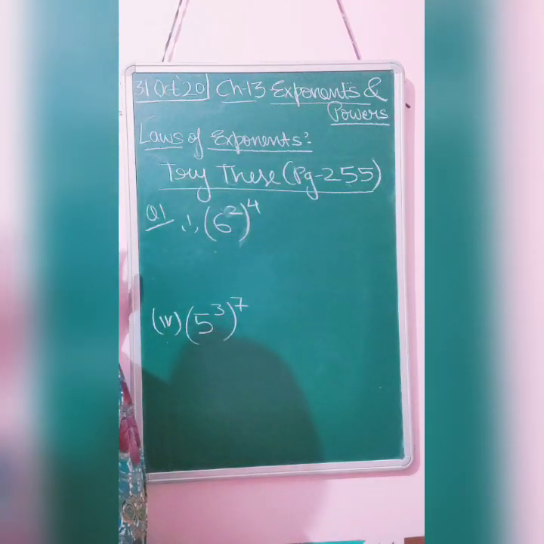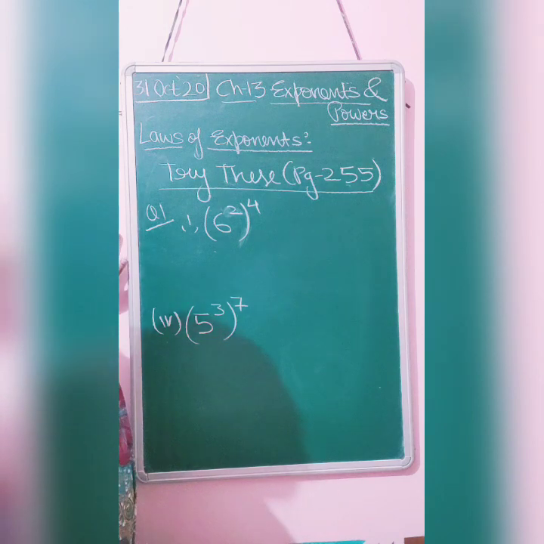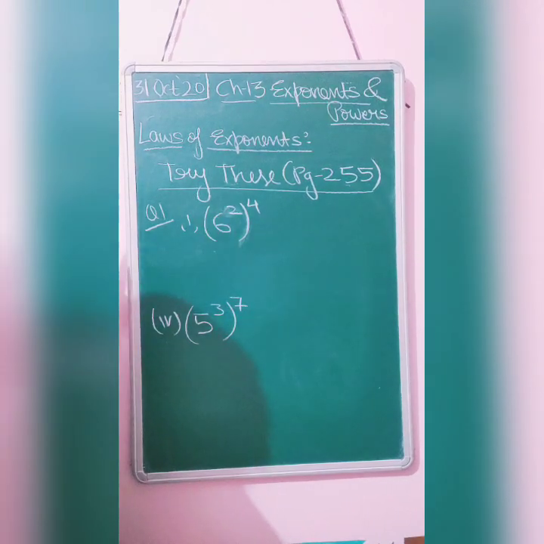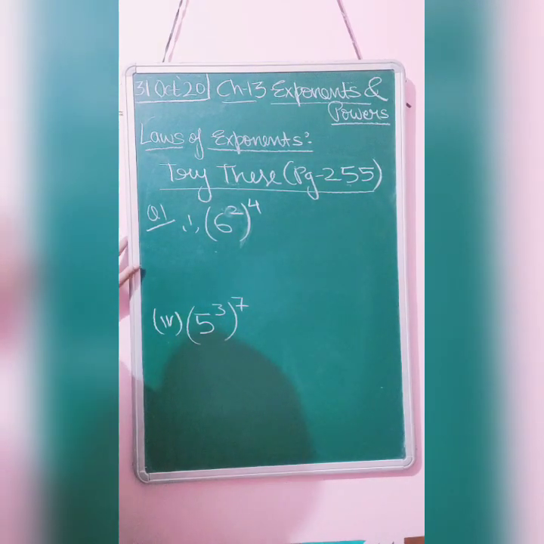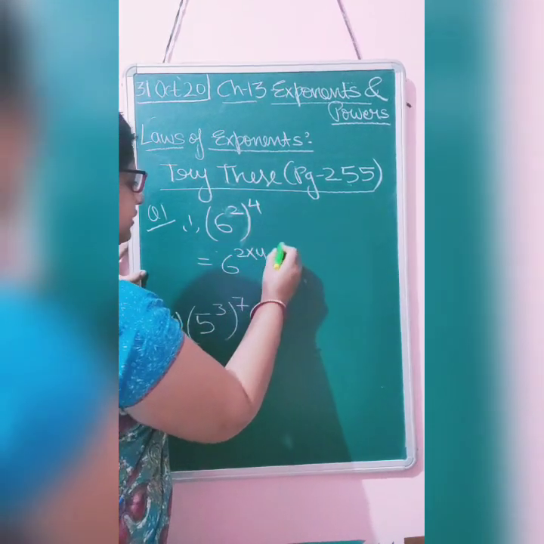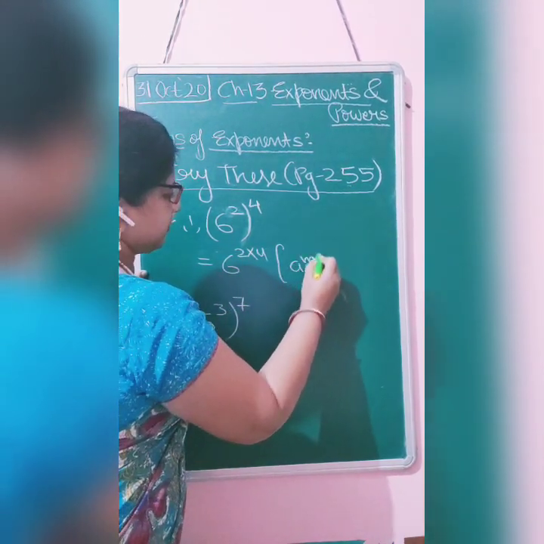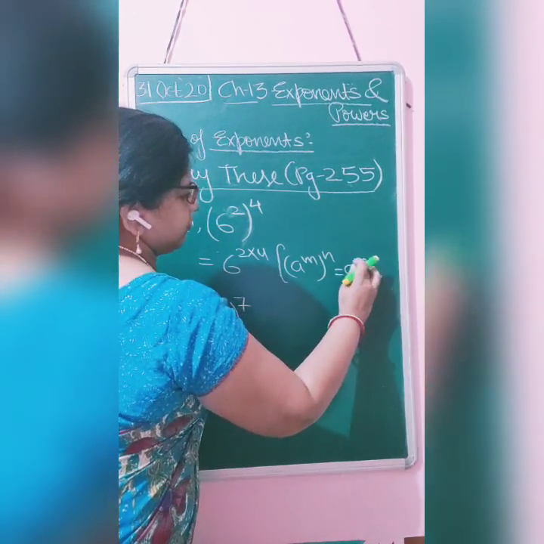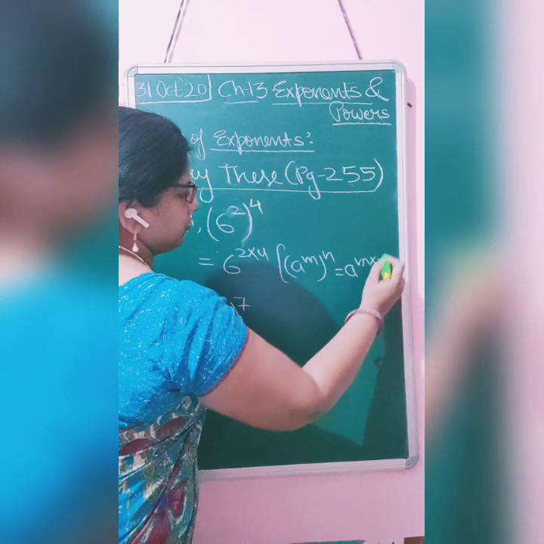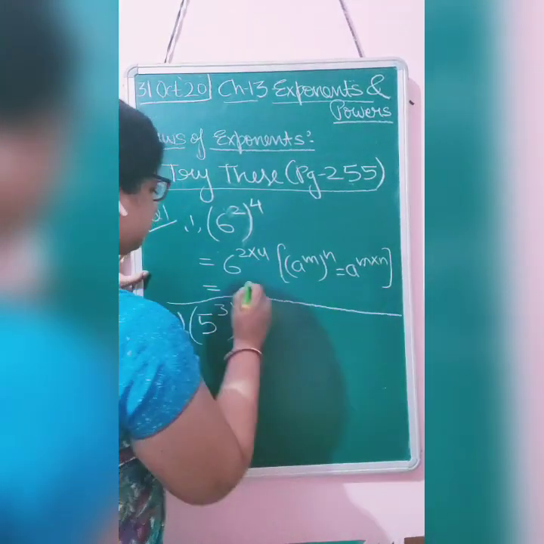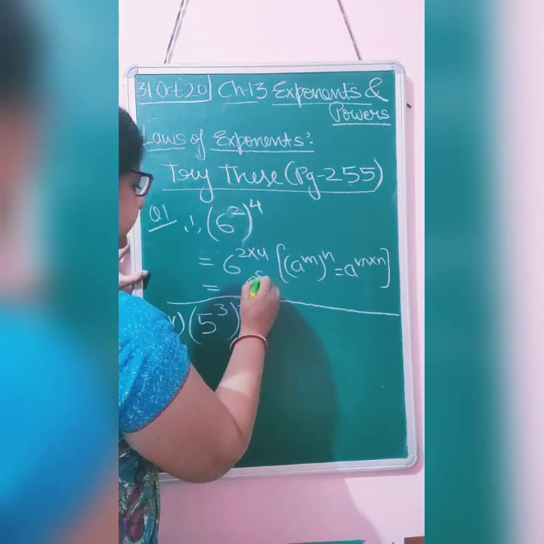Now students, we will try these at page number 255 based on the third law. 6 raised to the power 2 raised to the power 4. That means power raised to the power. So what we will do? We will multiply these two. What is the law? Law is a raised to the power m raised to the power n equals a raised to the power m into n. So this is the law we have used. That is equal to 6 raised to the power 4 2s are 8.